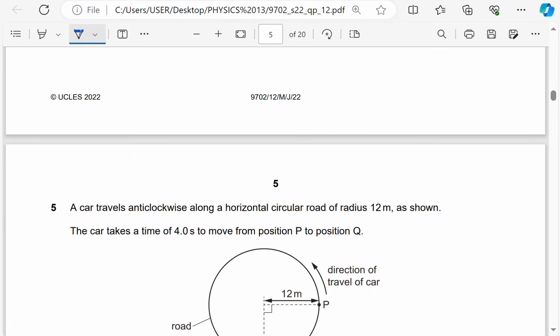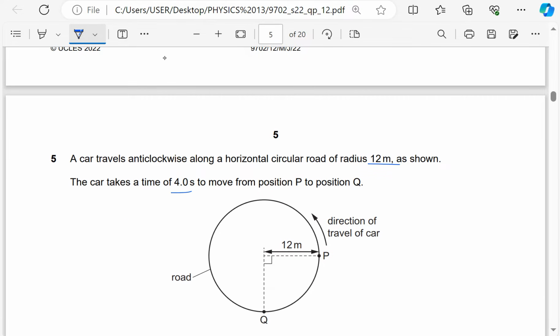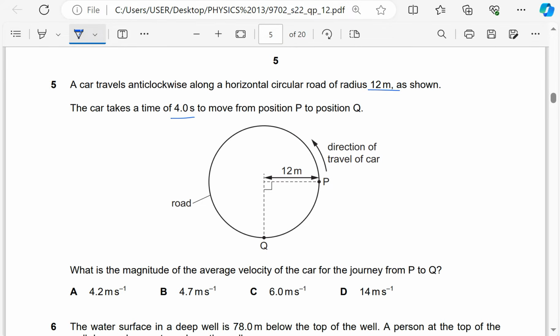A car travels anti-clockwise along a horizontal circular road of radius 12 meters as shown. The car takes a time of 4 seconds to move from position P to position Q. What is the magnitude of the average velocity of the car for the journey from P to Q? Average velocity, so I will need displacement. For average velocity, I need displacement, which is that distance there. So this is 12, this is 12.